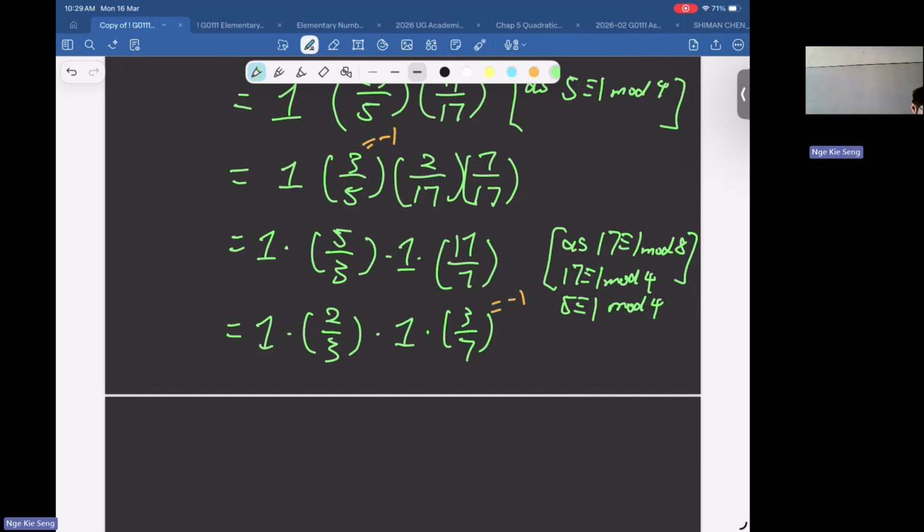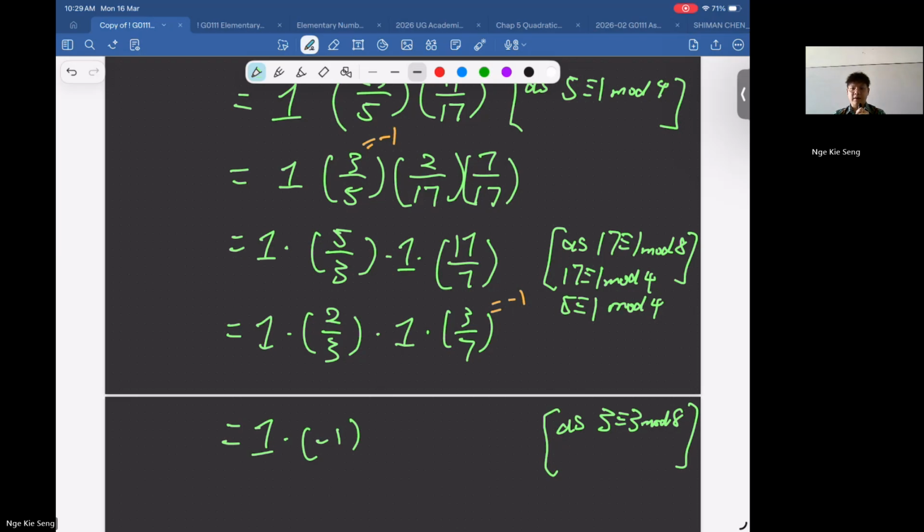So let's use the law of quadratic reciprocity and see what we get. So (2/3) is 3 mod 8, sorry, mod 8. Okay, so here you should get a -1, right? But then what is (3/7) here?